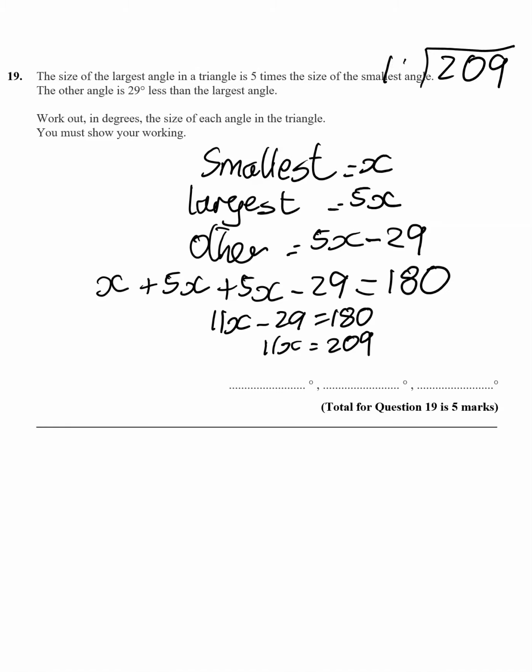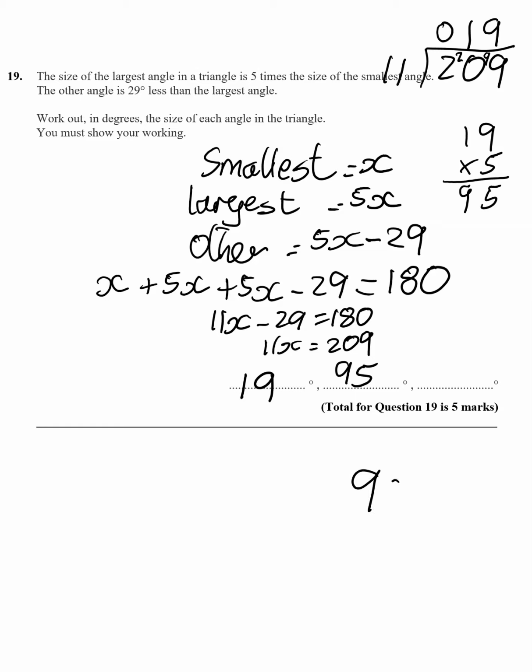Okay, well, let's give it a go. Don't know my 11 times table that high, but I know 11 doesn't go into 2, but it does go into 20 once, and that gives me a remainder of 9. And 11's into 99, 9. So actually, the smallest angle is 19. The largest angle is 5 lots of 19. So I need to do 19 times 5, which is 9 times 5 is 45, which is 95. And then I need to do 95 take away 29.